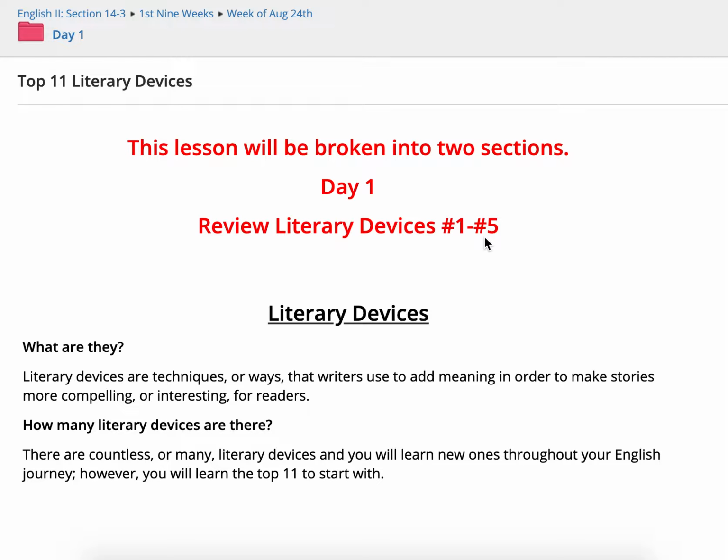But first, what are literary devices, right? Some of you may know what it is, some of you may not. So just a quick recap. Literary devices are techniques or ways that writers use to add meaning in order to make stories more compelling or interesting for readers. So think of it this way.